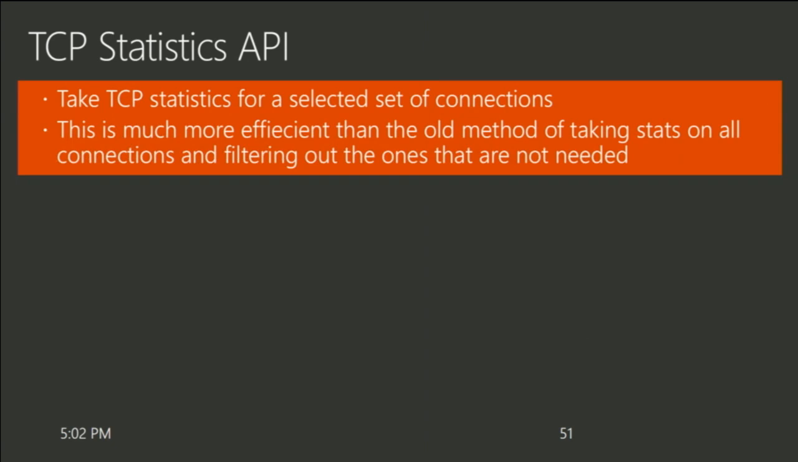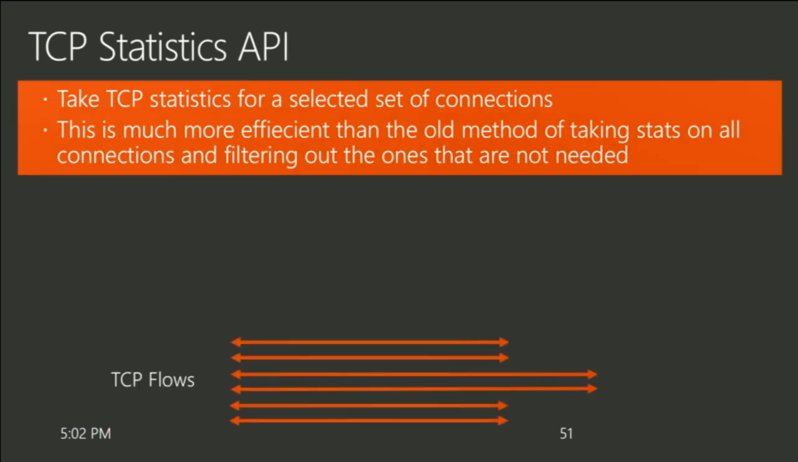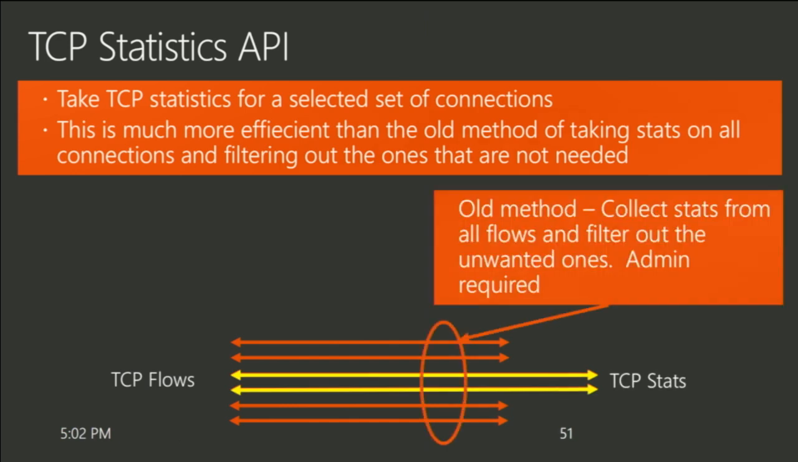Okay, TCP statistics. This fits right in there with diagnostics. The old way of collecting TCP statistics was you have a bunch of TCP flows, and you want to look at a couple of them and get stats on them. So we would take stats from all of the flows, filter out the unwanted information, and then you could look at your stats. Clearly, by the way, that also requires elevation because you'll be looking at other people's TCP flows. So clearly there's some problems here.